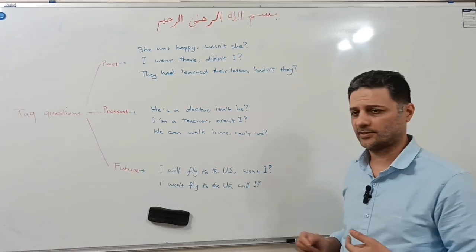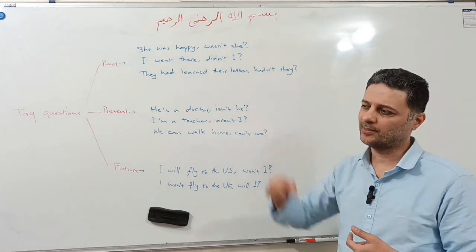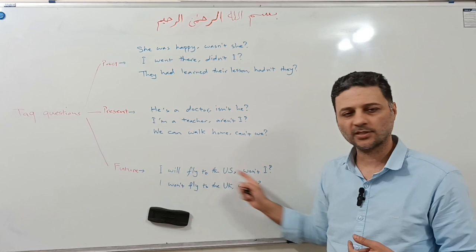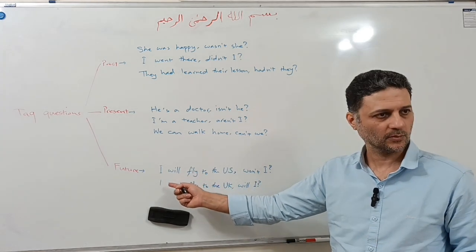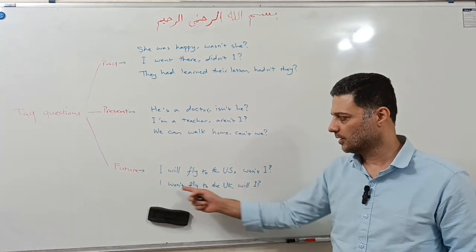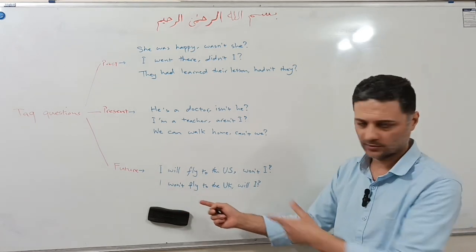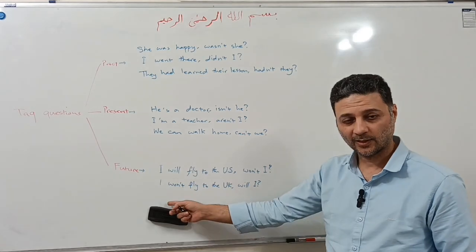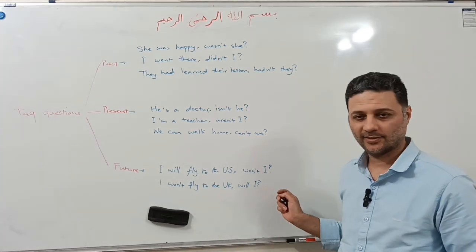Well, and just one example for future. I will fly to the US. I'll fly to the US, for example, next month, right? I'll fly to the US, won't I? Will becomes won't because it's a modal verb. And if it was negative, I wrote it down: I won't fly to the UK, will I?